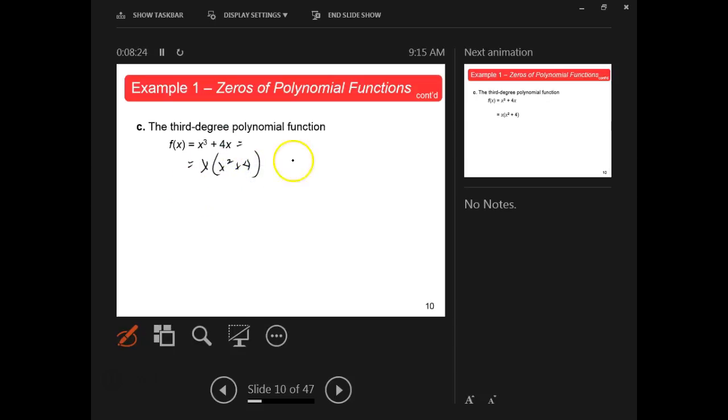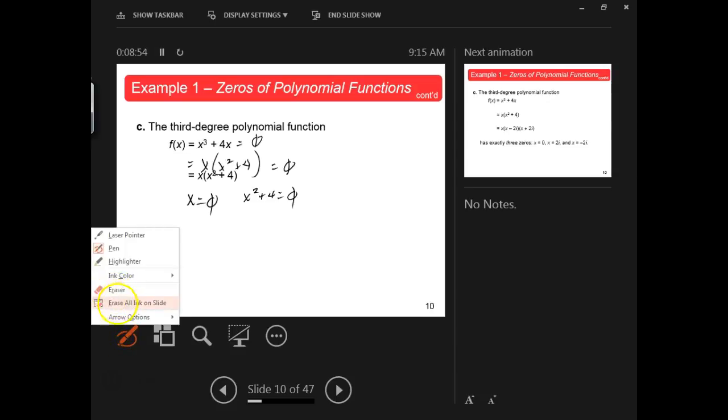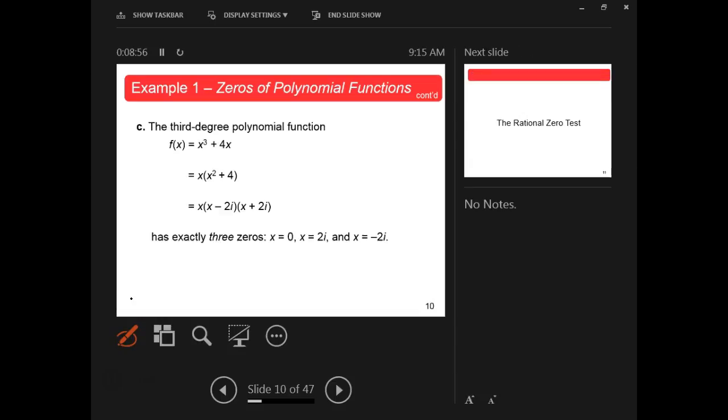To find the zero, set it equal to 0. Factor it, and you have x equals 0. There's a real zero, but what happens when you have x squared plus 4 equals 0? You're in the complex numbers. Plus or minus 2i. You don't need to go there, but the other 2 are complex. Just to show you, they did the same thing we did. Let me erase all this. And they came up with 3 factors, which gave you 3 zeros.